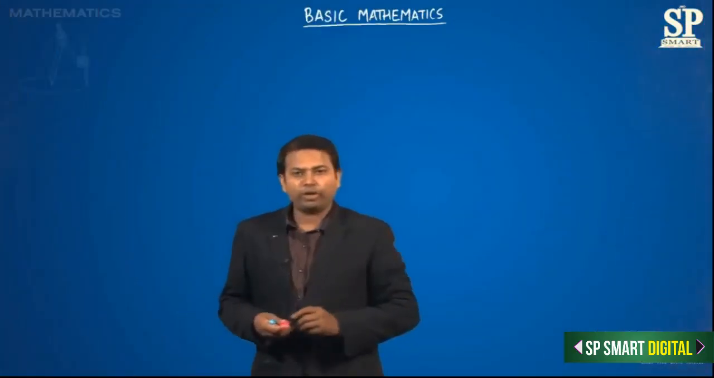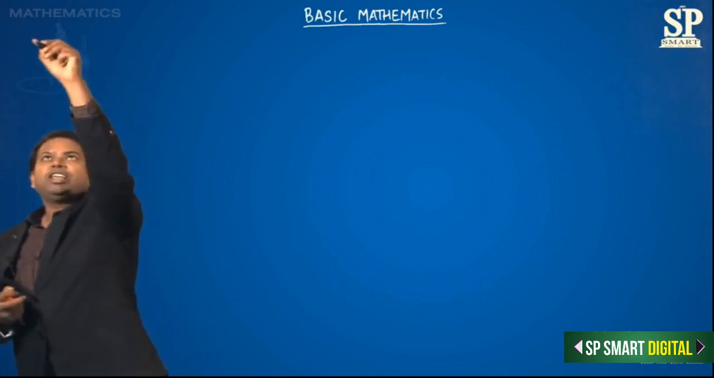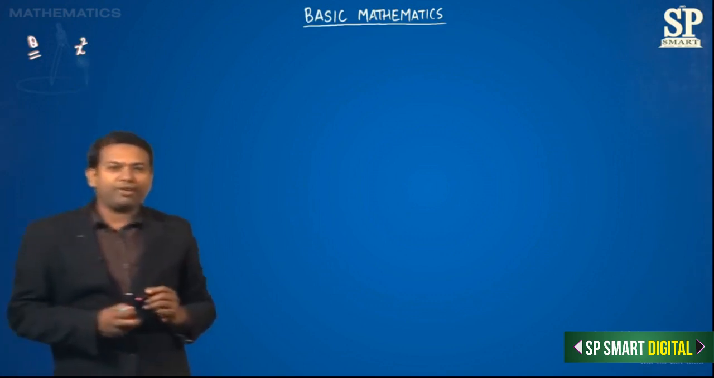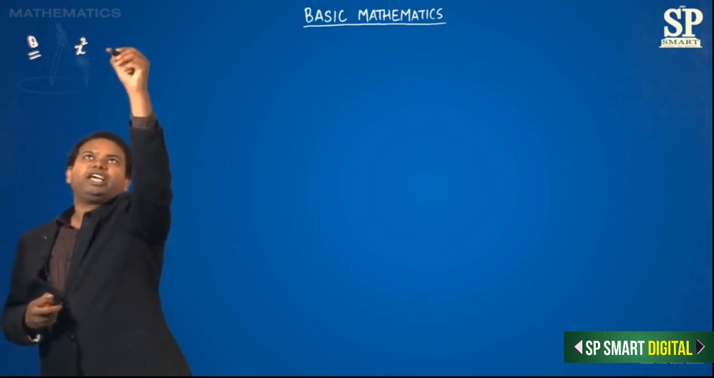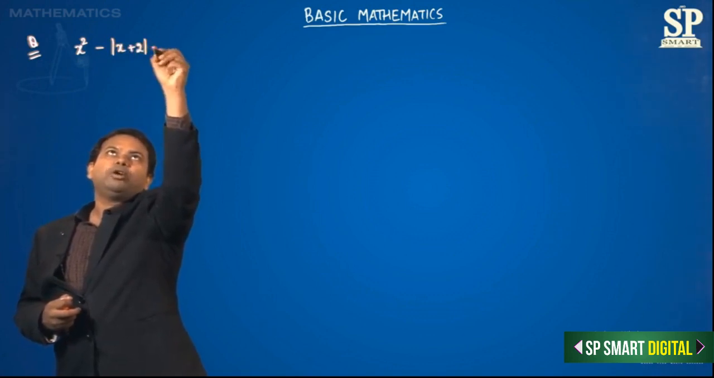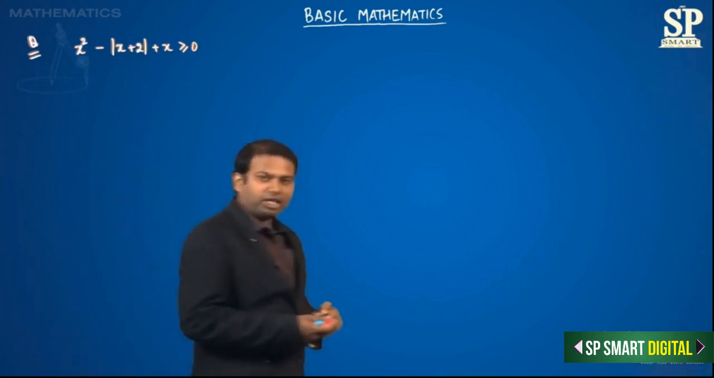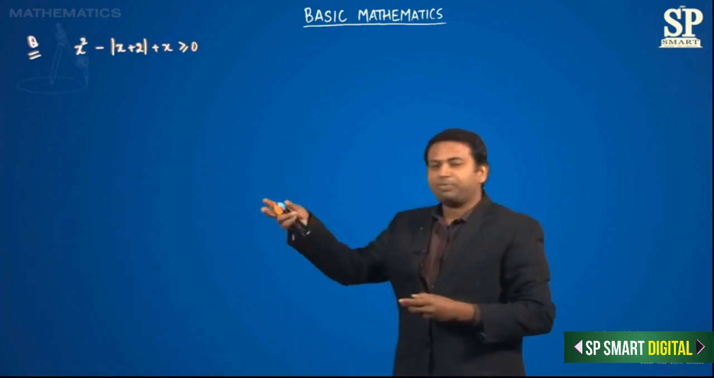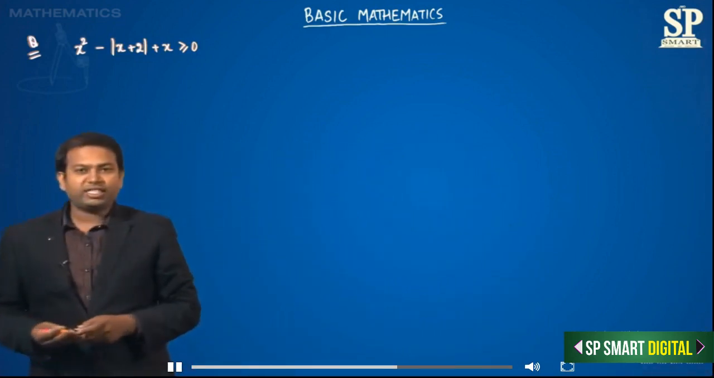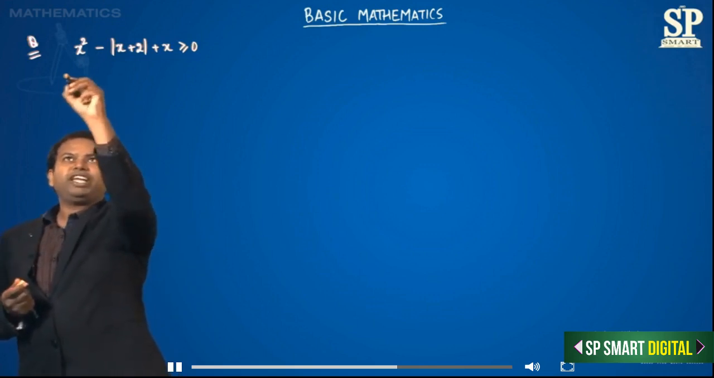So let us now quickly look into the question that appeared in JEE 2002. The question was, find those values of x which satisfy the inequality x square minus modulus of x plus 2 plus x is greater than equal to 0. Now here the modulus sign is in an expression which is quadratic in nature. So in this case, how do we approach is as follows. We will take two cases.